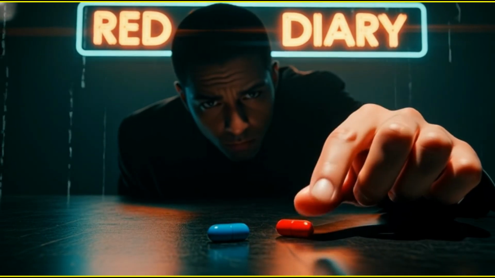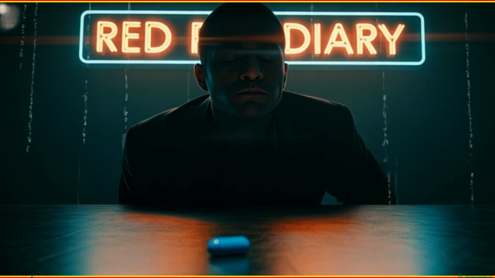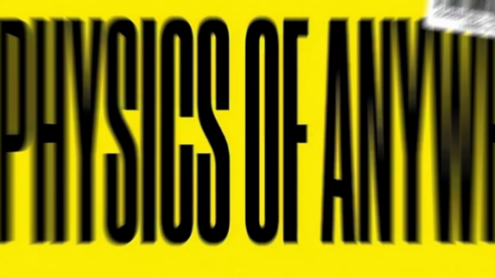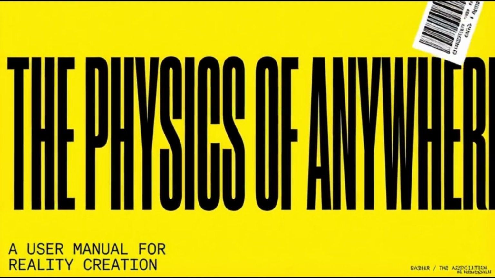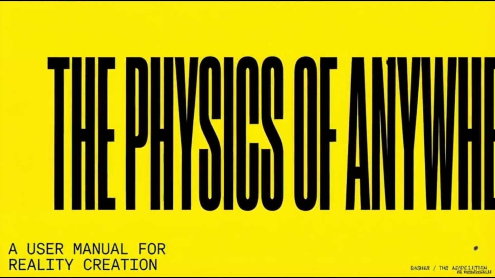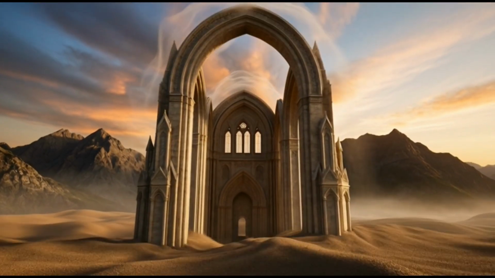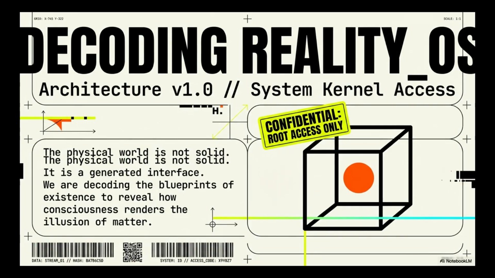Introduction to the Architecture of Reality. Welcome to Decoding the Architecture of Reality, where we will explore the hidden blueprints of existence. Today, we will uncover how physical reality is constructed from pure consciousness, and how space, time, and matter are simply illusions generated by a single fundamental mechanism.